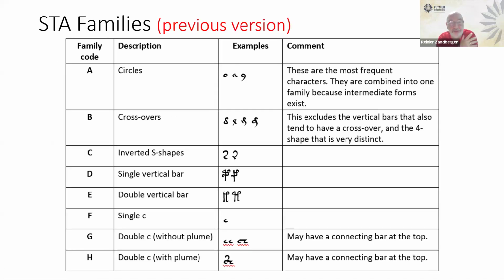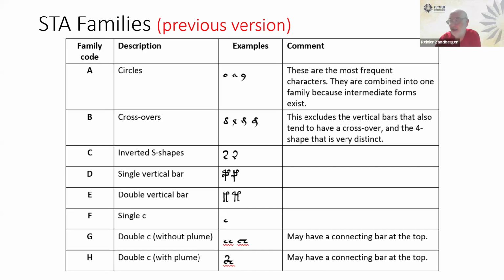Now this table shows the families, the definition of the families in the star alphabet. I should add here that this is the version of the star alphabet that was the last intermediate version at the time of the original presentation. This has now changed a bit. The definition of the families is the same, but the family codes have been changed.